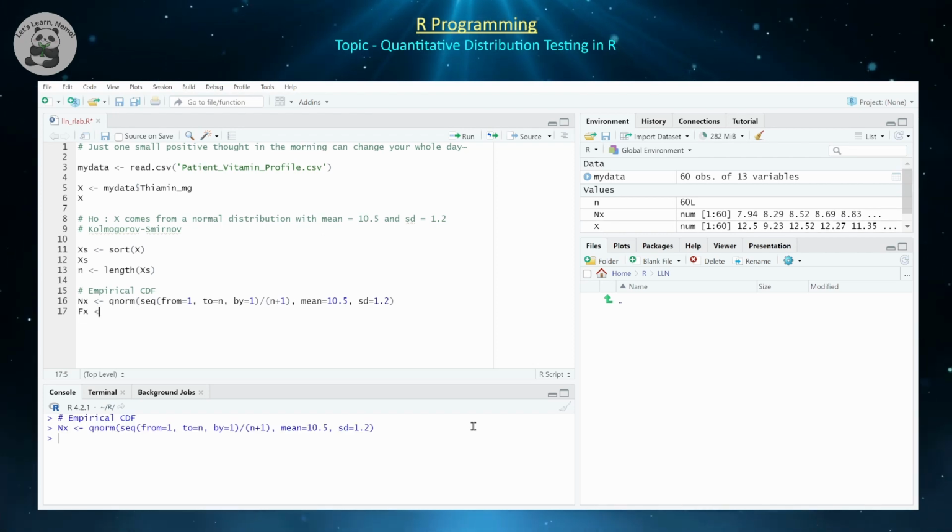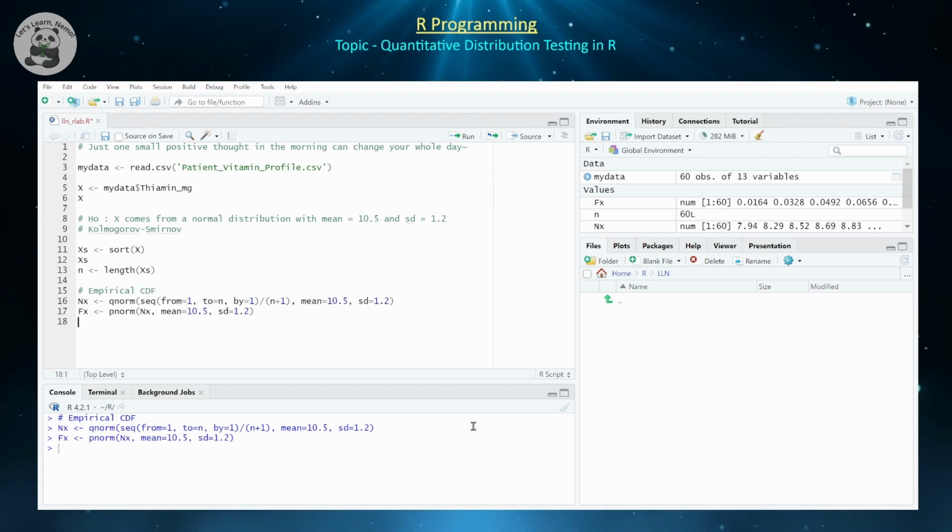And what I want to do is calculate the probabilities to the left of those values. You probably should know what these probabilities are, but I'm going to do it just in case you aren't exactly aware of what those numbers are. That would be pnorm of those normally distributed values, again associated with a mean of 10.5 and a standard deviation of 1.2. All right, so that is going to give me my empirical quantile for a data set of size n that is associated to this particular distribution.